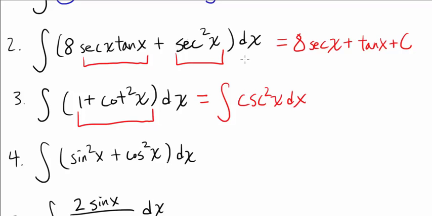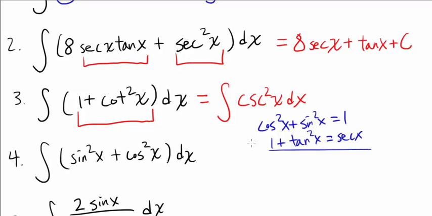Now let me review some of the trig identities. We have cosine squared of x plus sine squared of x is equal to 1. And we have 1 plus tangent squared of x is equal to secant squared of x. You can get this from the first one by dividing both sides by cosine squared of x, and by dividing both sides of this equation, cosine squared plus sine squared is 1, by sine squared of x, you get 1 plus cotangent squared of x is cosecant squared of x.